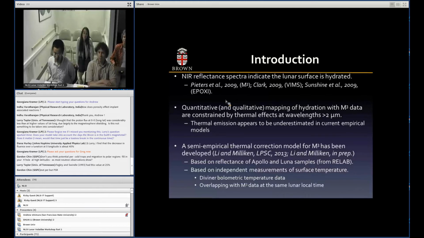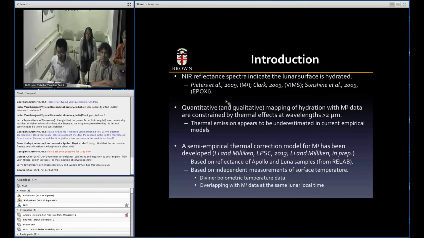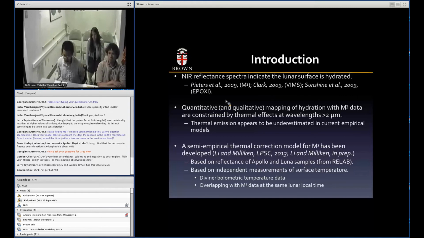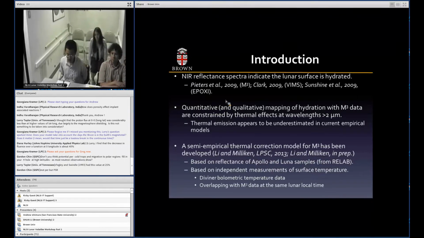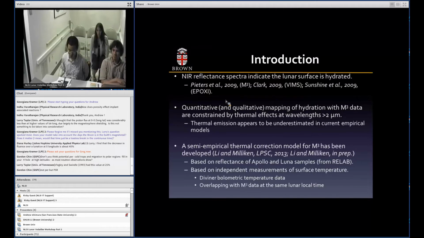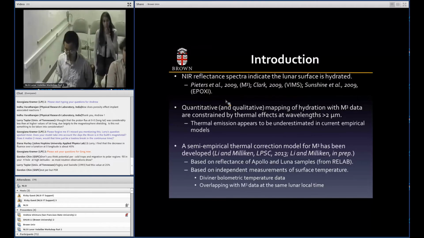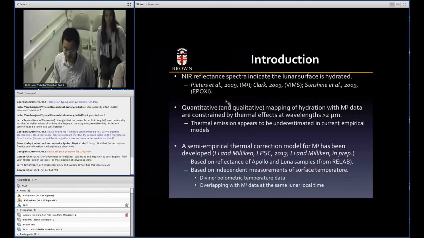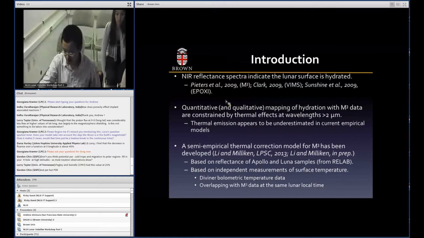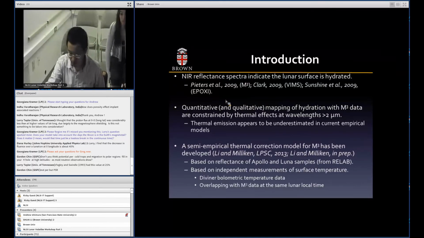This is because the thermal emission appears to be underestimated in current empirical models. We developed a new standard empirical model for M3 data based on the reflectance of Apollo and lunar samples measured at Gray Lab. And also this model has been constrained with independent measurements of surface temperature. Here we use the Diviner bolometric temperature data, and they are overlapping with the M3 data at the same lunar local time. In the method part, I'm going to touch a little bit on the details of the modeling.